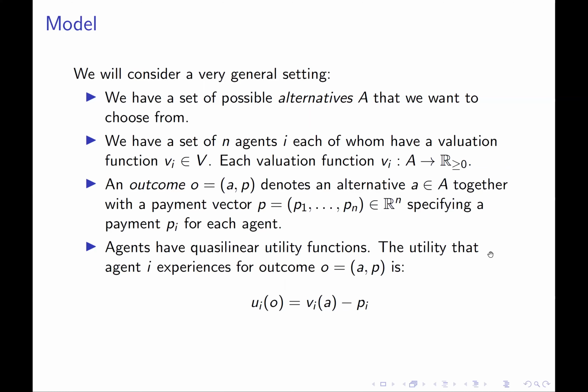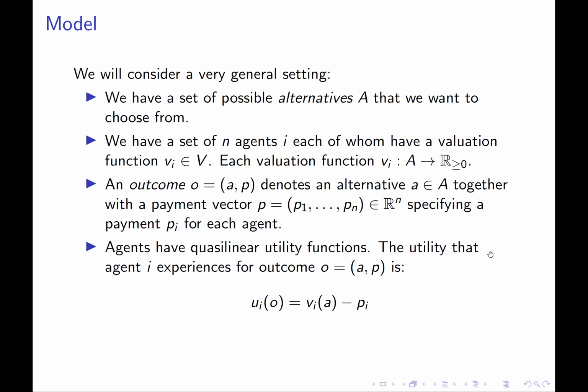And just to finish up, the assumption of quasi-linear utility functions means that I'm going to assume that I can write anyone's utility for an outcome as the difference between their value for the alternative minus the amount of money they were asked to pay. A couple of other questions, good.